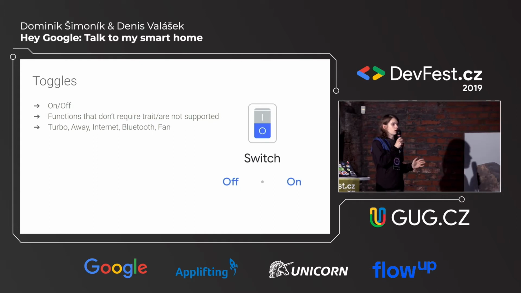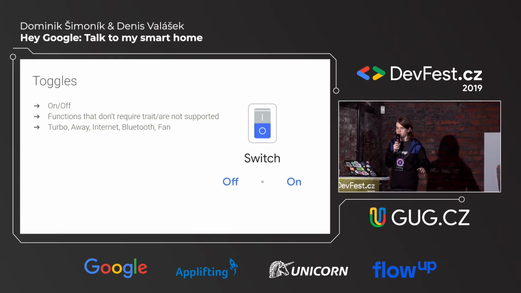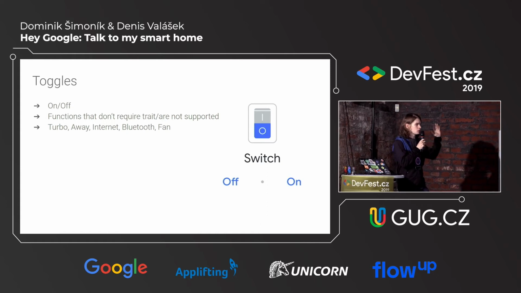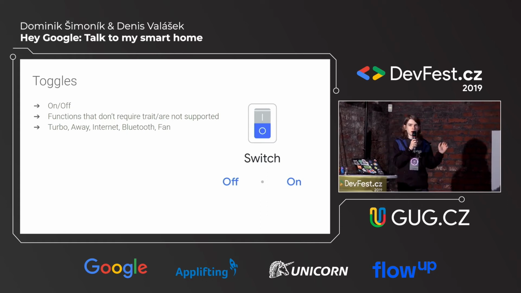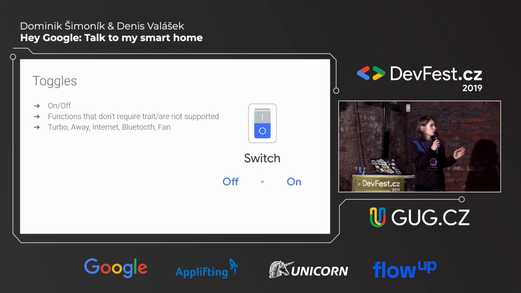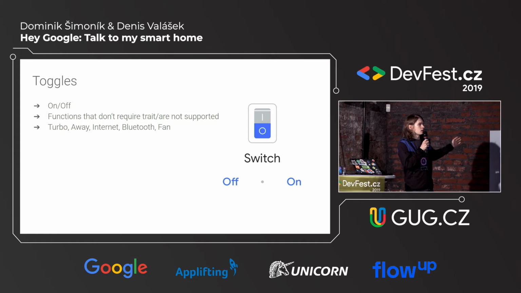So toggles. Toggles are not some complicated functions. These are just values that can be turned on or off. So there is a list of them, and they also have to be supported by Google. You cannot make them up. So for example, Bluetooth, internet, and so on.